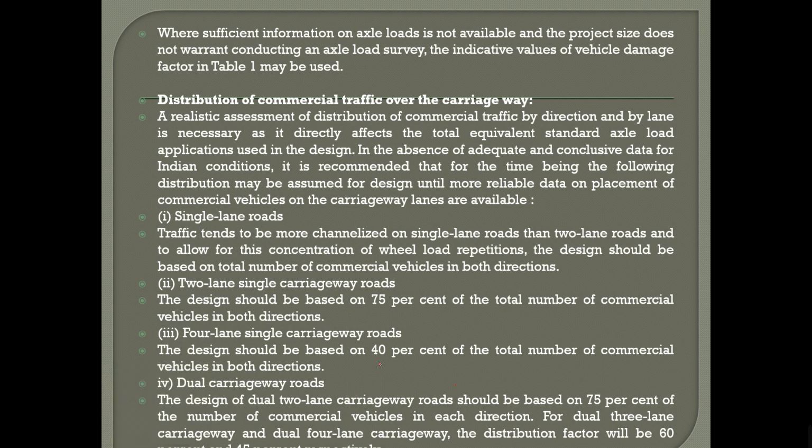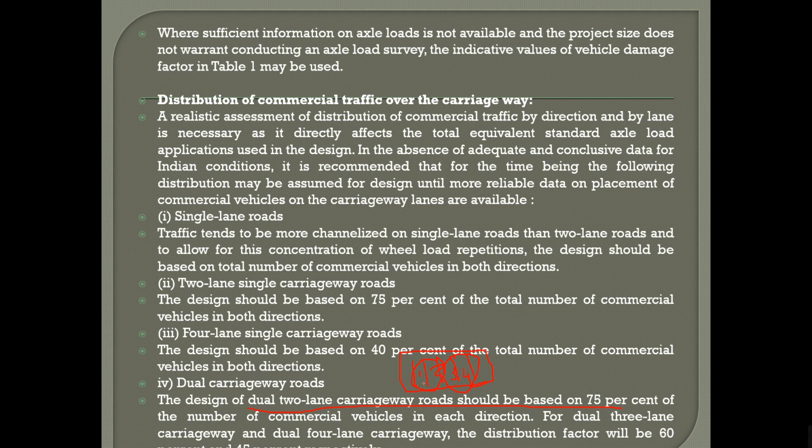Let us talk about dual two lane carriageway roads. Dual two lane carriageway road means this: there is a presence of four lanes. Hopefully you can see, this is the first lane, this is the second lane, this is the third lane, and this is the fourth lane. This is called a dual two lane carriageway road, or it can also be called a four lane road.